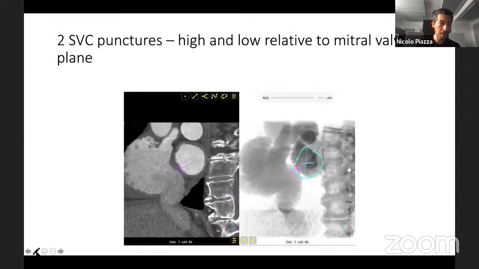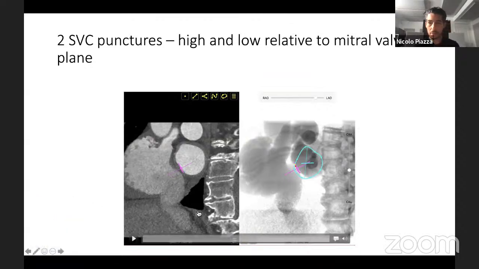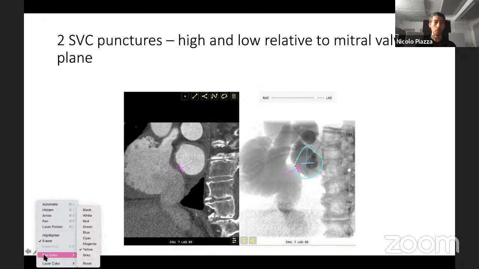So I just want to play you this video. Now, notice that it starts in a bicable view. Notice that there are two dots right here. There's a yellow and red dot. Both of these dots are superior. Okay, they're both a superior puncture.